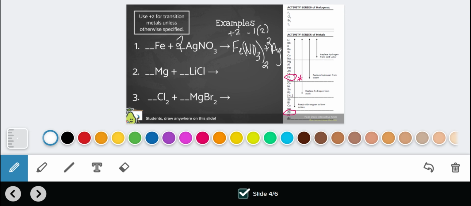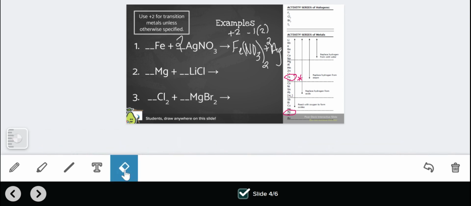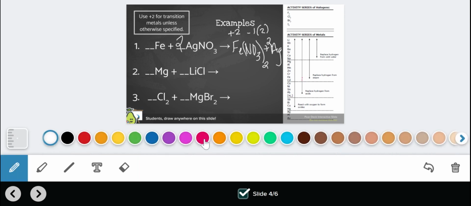All right, for number 2, we have magnesium reacting with lithium chloride. So again, we need to look at our activity series and decide, will the reaction occur? So we find magnesium and lithium. Here is lithium, and here is magnesium. In this instance, magnesium is below lithium, which means magnesium is not reactive enough to replace it. So there would be no reaction. And that would be what we would write, just no reaction, because nothing would happen.